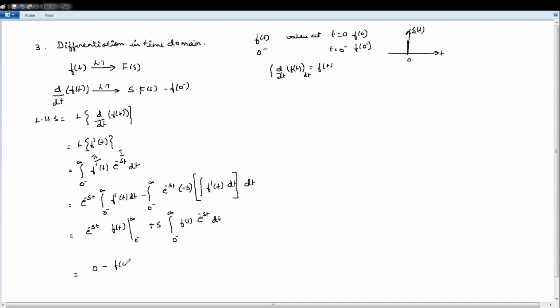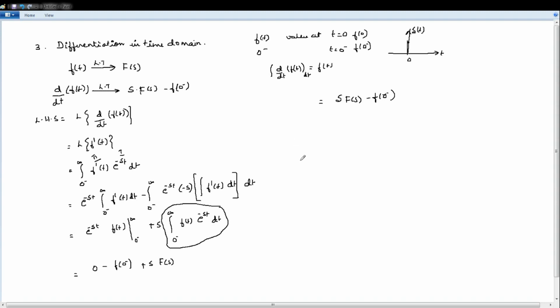so I get f of 0 minus, this is plus s into, what is this function as a whole? Integration 0 minus to infinity f of t e power minus st dt. It is nothing but F of s, that is the Laplace transform of f of t. So the term I get here is s into F of s minus f of 0 minus, where s is the Laplace domain symbol. F of s is the Laplace transform of f of t, and f of 0 minus is the initial value of f of t just before the instant t is equal to 0.